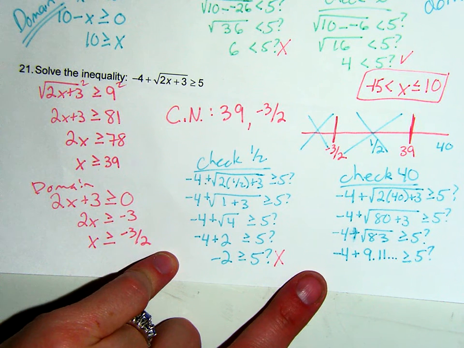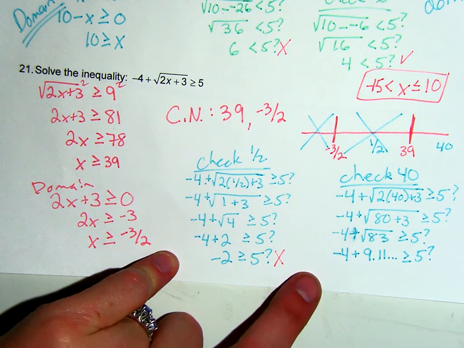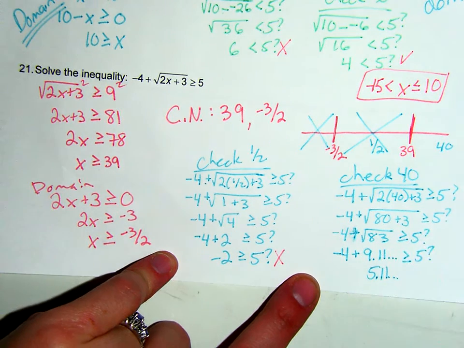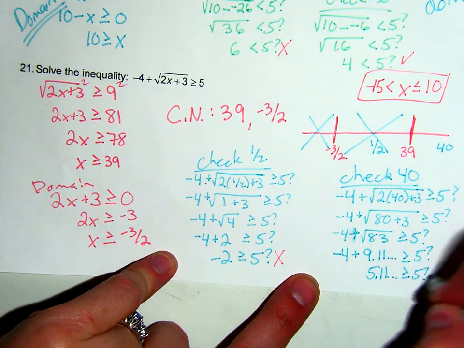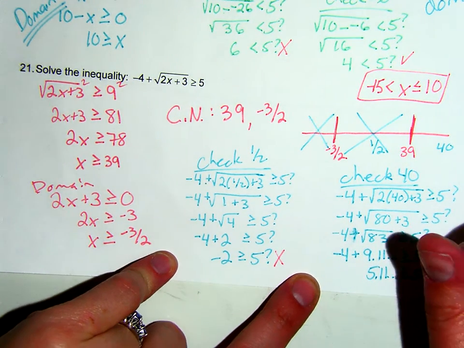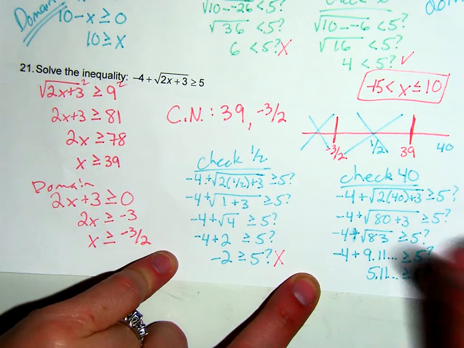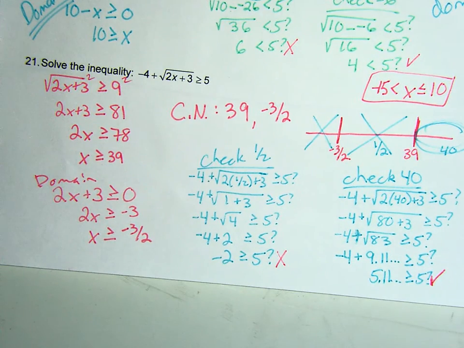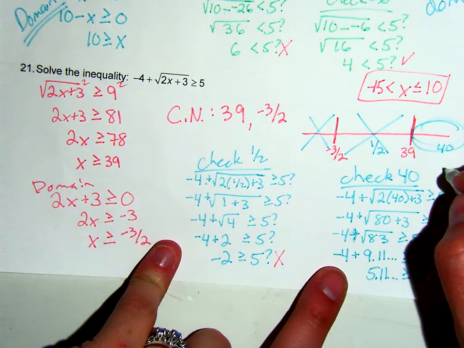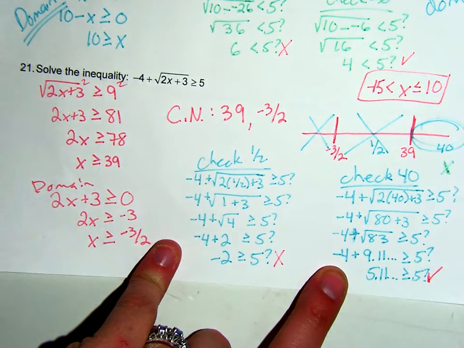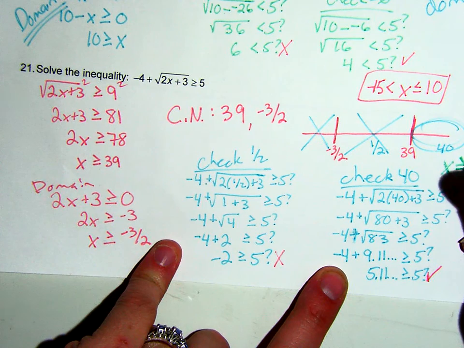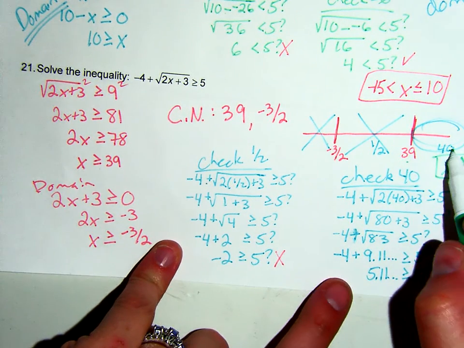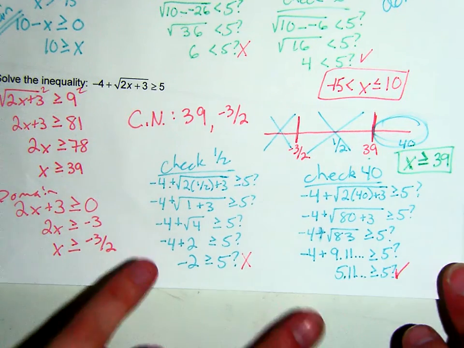Negative 4 plus 9.11 is 5.11 with all that other stuff. Is that greater than or equal to 5? Yes, it is. So we keep this last section and we just have to write the inequality for it. It was closed. So x is greater than or equal to 39. Make sure you use your critical number and not the number that you checked. Okay.